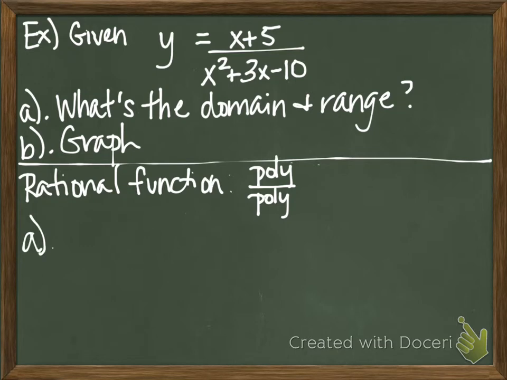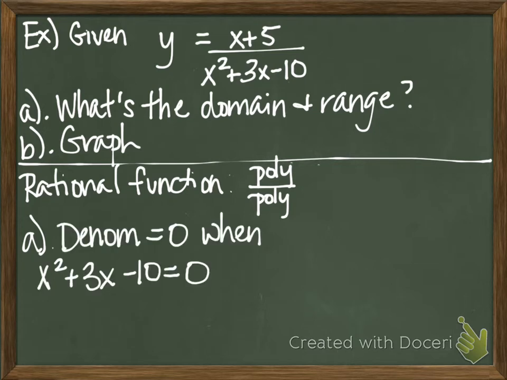So remember, domain are all the values that I can input into the function. So where am I going to have a problem here? The rational function, you're going to have a problem wherever the denominator is equal to 0, because you can't divide by 0. So let's see the problem areas first.